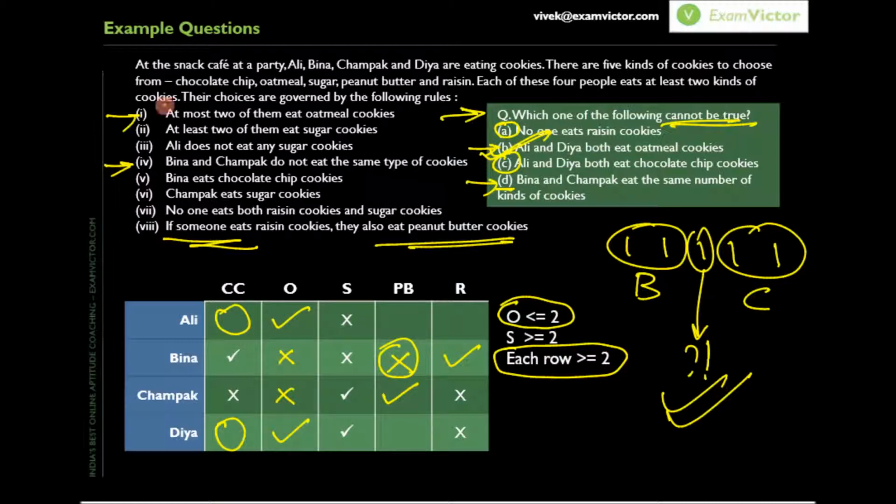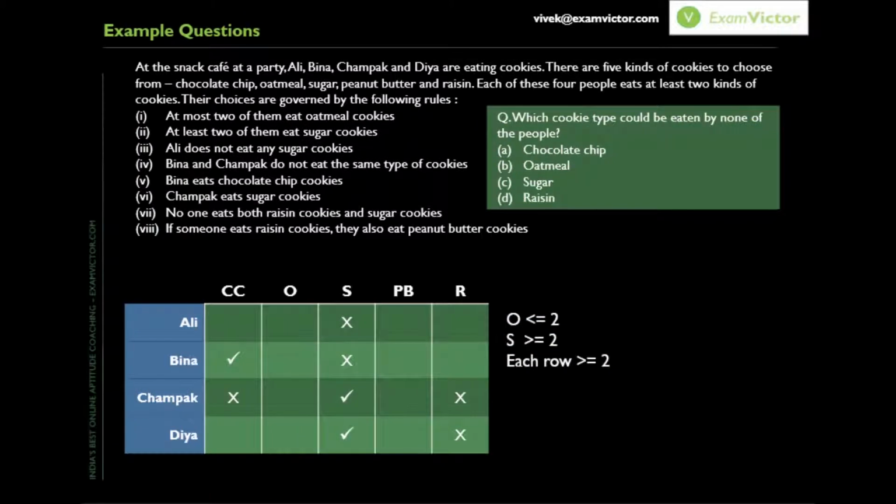This is okay. And that's really what this option is testing. It's asking if you got confused by reading this and decided to think that Beena and Champak not eating the same type of cookies means that it should be 3 plus 2. No, it doesn't, right? It could be 2 plus 2 also, and there might be one that nobody is eating. So that's what is being tested. So option D also is possible. The only thing that cannot be true is option B. So that's our answer. So the answer to this question actually came for free in the previous question, because we already saw there that if we put all 4 crosses for raisin, nothing was getting violated. But let's still do it systematically.